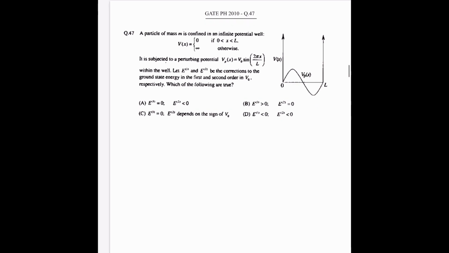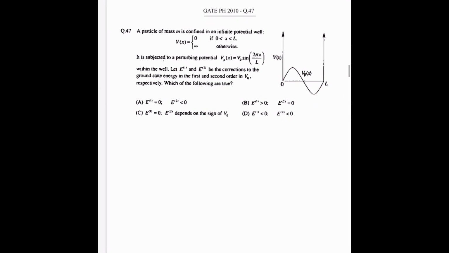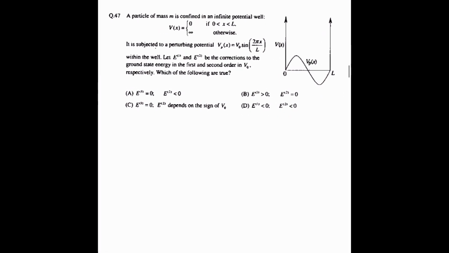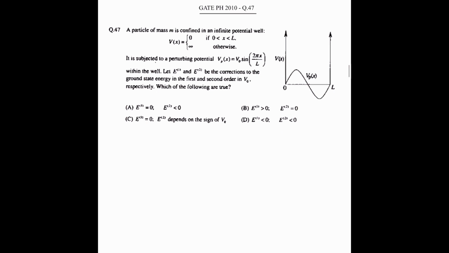In this video, I'll solve GATE Physics 2010 question 47. A particle of mass m is confined in an infinite potential well V(x) given as 0 for x lying between 0 to L and infinity otherwise. It is subjected to a perturbing potential V_p(x) equal to V0 sine 2 pi x by L within the well. Let E1 and E2 be the corrections to the ground state energy in the first and second order in V0 respectively. Which of the following are true?